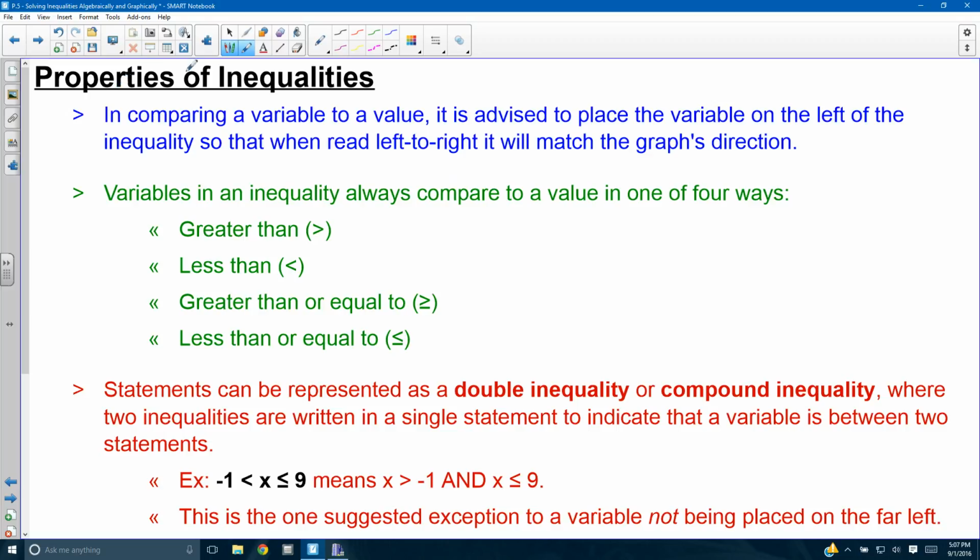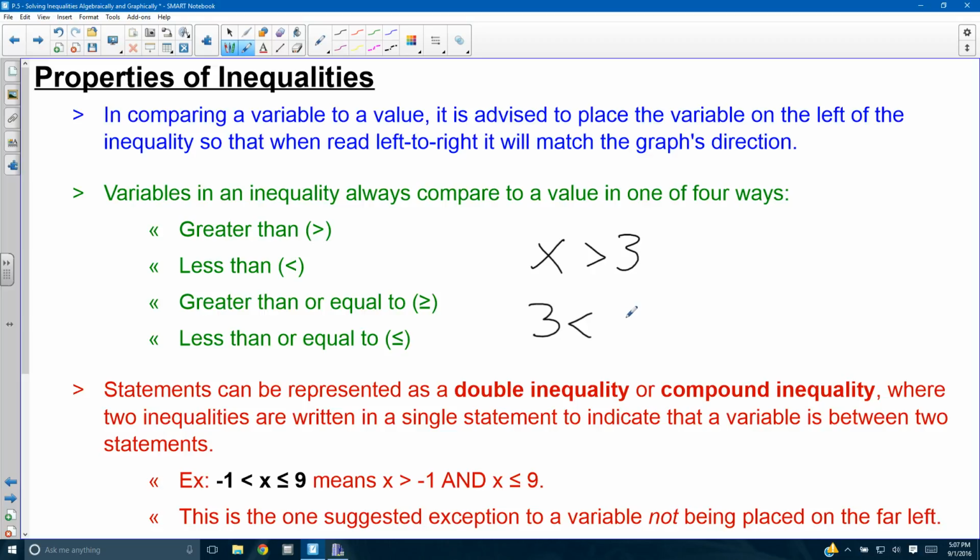Some more properties of inequalities, even though I didn't put that. Now let's start talking about what I actually just was talking about. So doing examples before examples, of course. When we compare a variable to a value, I'd say it is advised, but I really advise that you state the variable on the left side of the inequality. So when I said x is greater than 3, I placed x on the left. If I wanted to switch this around, it would have a 3 here.